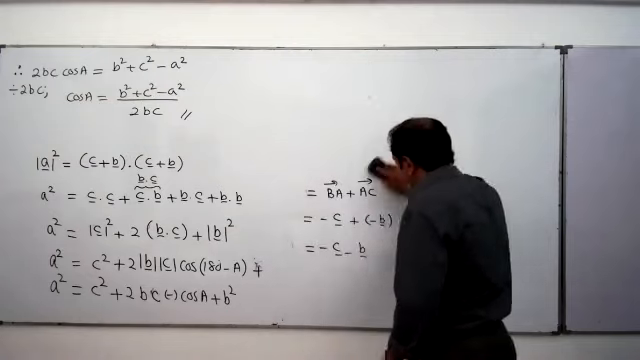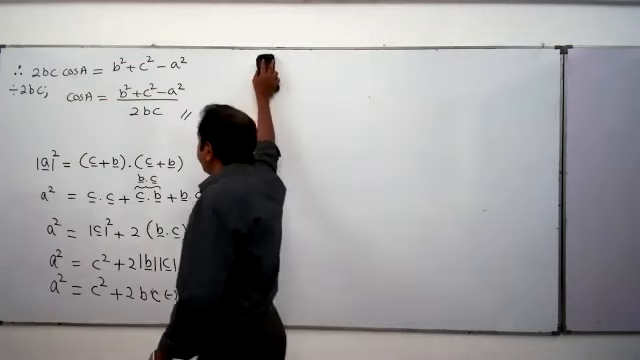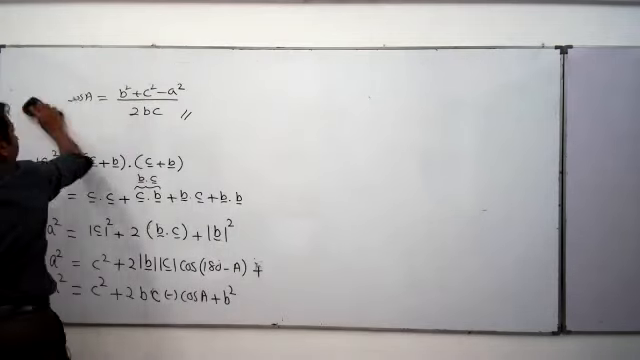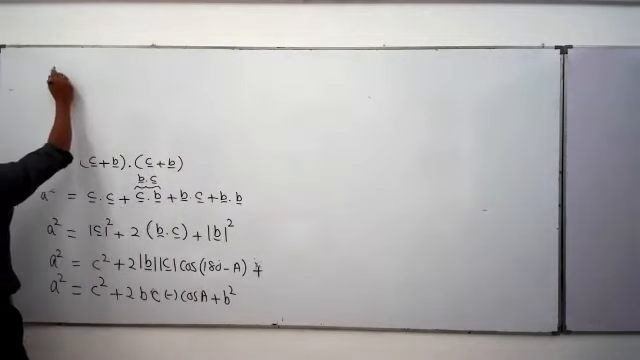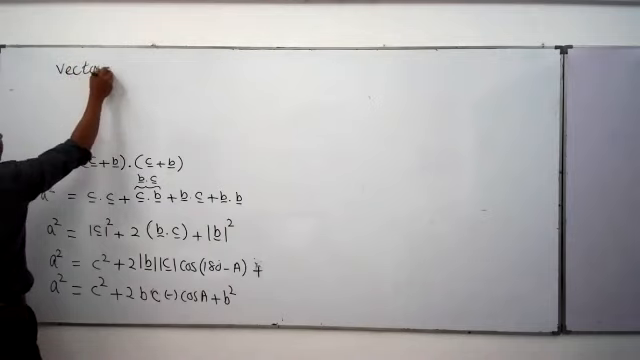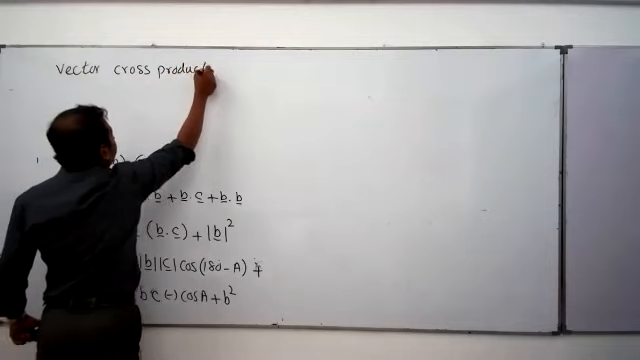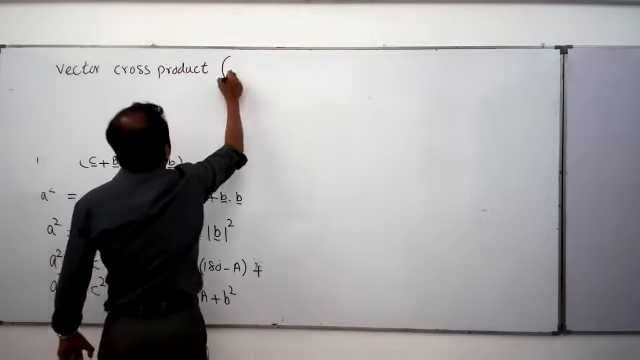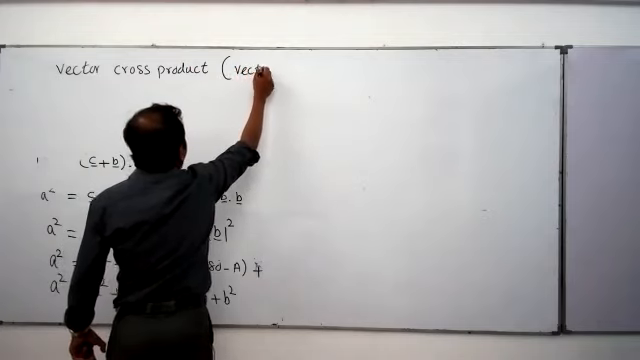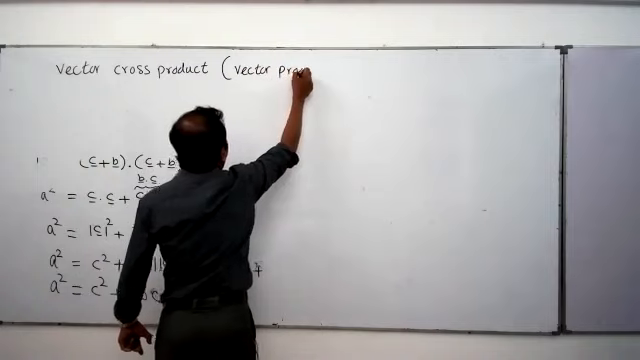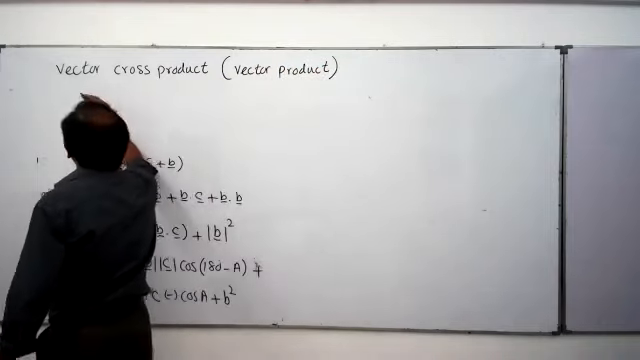Vector cross product, or vector product. Sometimes it is known as the vector product. Heading: write down vector cross product. Cross product means vector product. It is called the vector product. Right. Let's see how to define this.